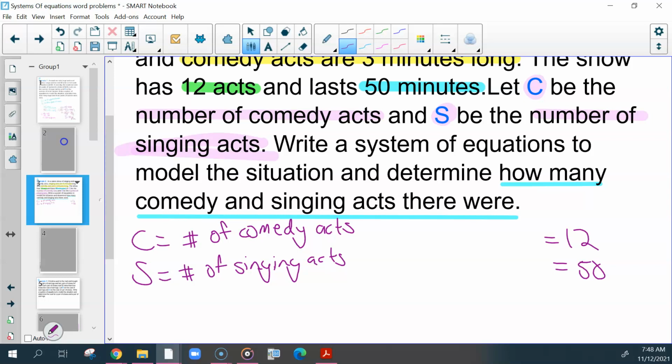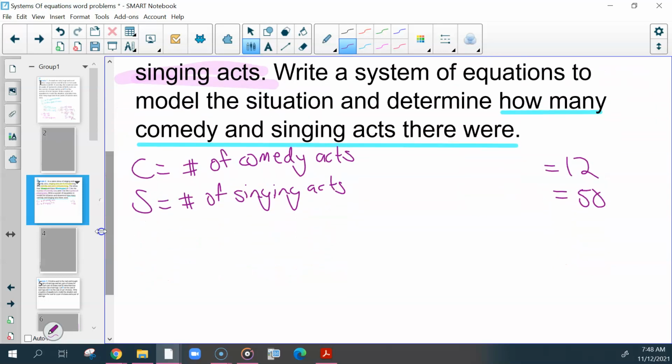So for 12, 12 is the total number of acts. How would I make that equation? C plus S, because C and S are the number of acts. If 50 is the total number of minutes, we have to have the number of acts and their length. Pardon? 3C plus 5S. I'm going to mix that around just a little bit. 3C.